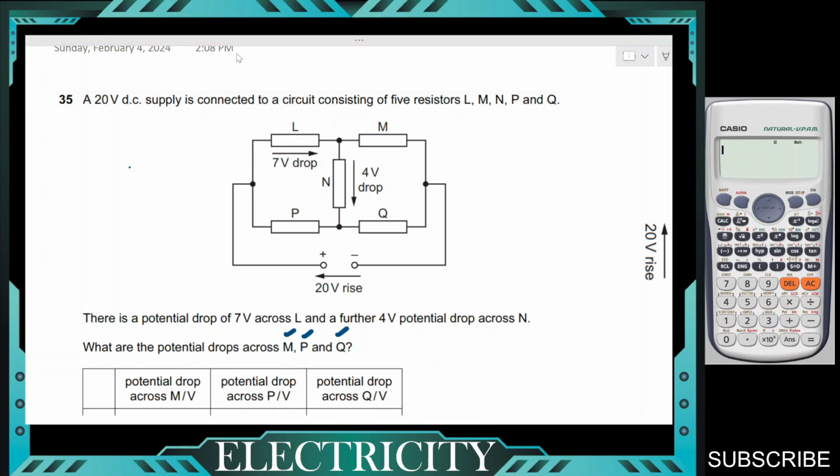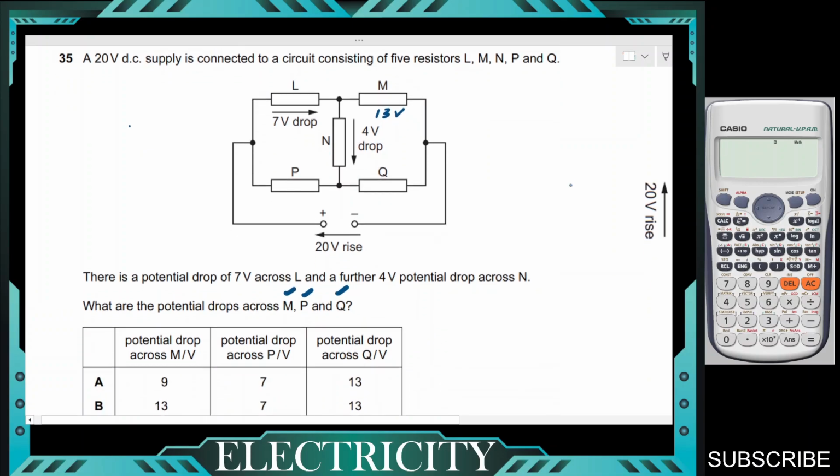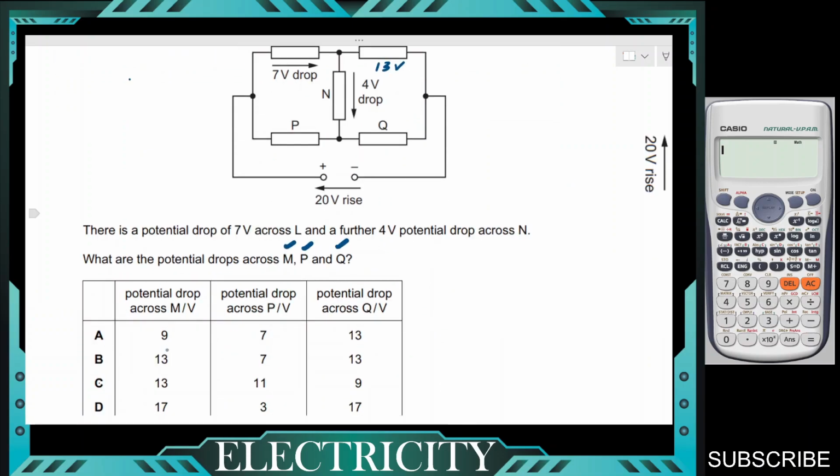Or you can think about it this way. Only if you have 13 volts over here, only then the sum of this equals the EMF of the battery. So it has to be 13 volts. So I'm going to discard option A, option D is also thrown out the window. So we have to choose between option B and C.